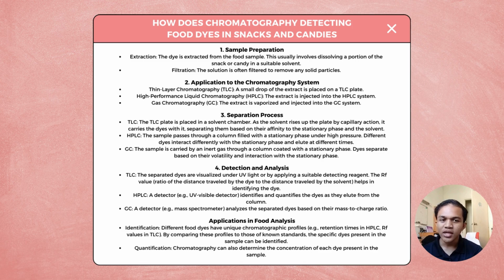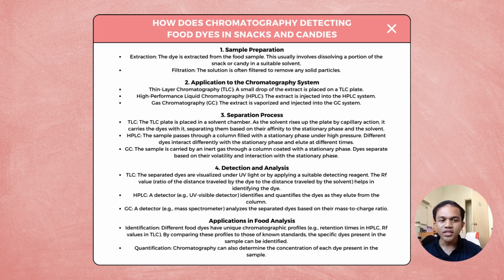For the HPLC, a detector, for example a UV-visible detector, identifies and quantifies the dyes as they elute from the column. For gas chromatography, a detector such as a mass spectrometer analyzes the separated dyes based on their mass to charge ratio. Therefore, we can see that detection and analysis is the process where we can see what compound or component is in the food sample that we use.